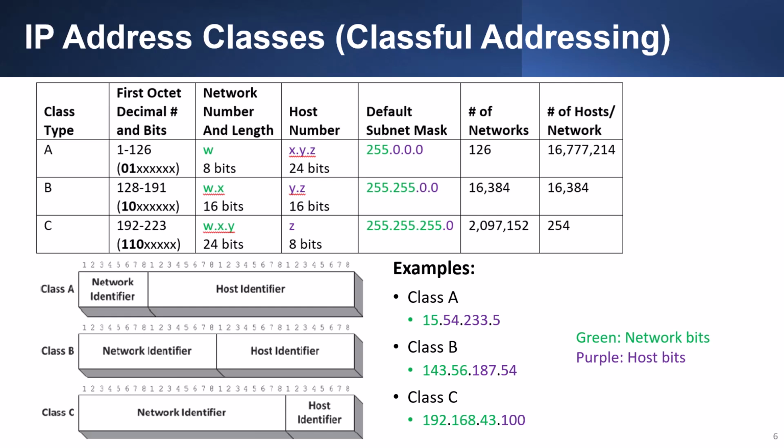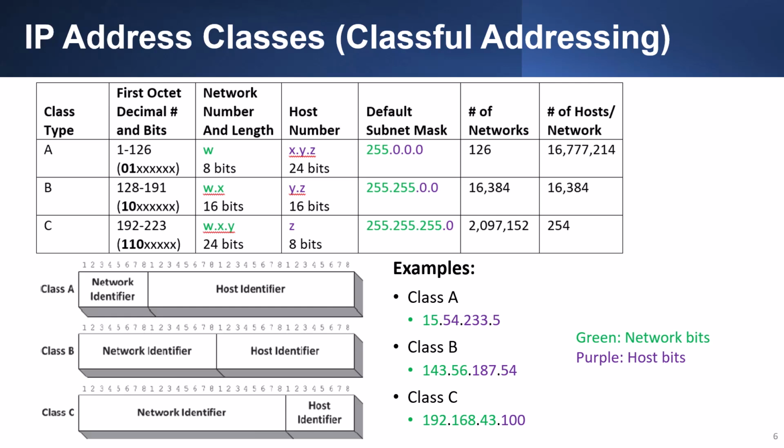Remember, the default subnet mask tells you which bits are the network bits and which bits are the host bits. For example, in the 15.54.23.5 address, the network part of the address is 15, and the host part of the address within the network is 54.23.5. For all hosts within the network, the address has to begin with 15. As you can see with the 143.56.187.54 address, the network part of the address is 143.56, while the host part of the address is 187.54. All hosts within the network must begin with 143.56.